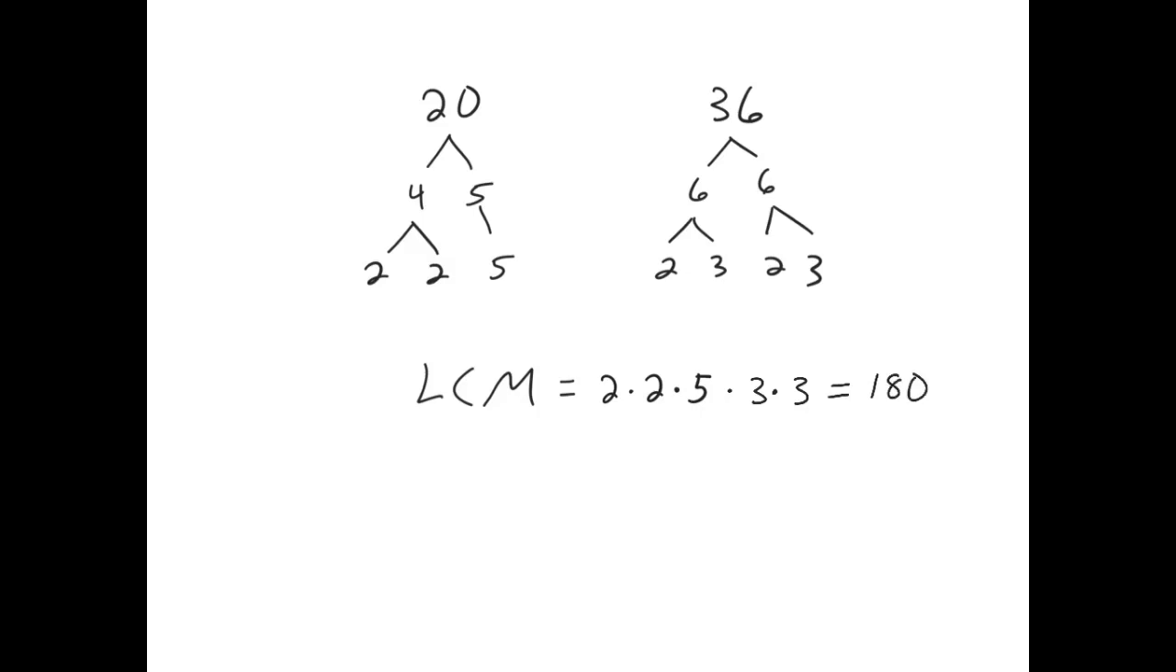So thinking through this, we know that these three numbers give me the 20, and then the 3, the 3, the 2, and the 2 give me the 36. So both of the numbers have to show up in your LCM in factored form to get your final LCM.